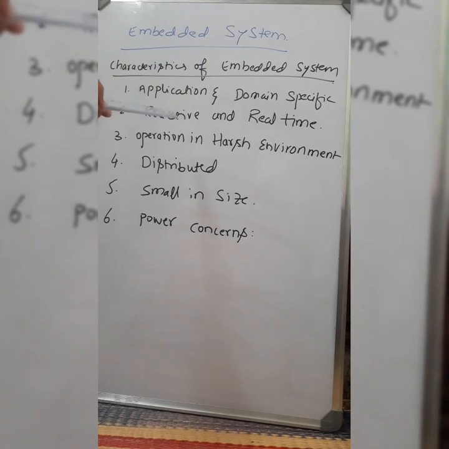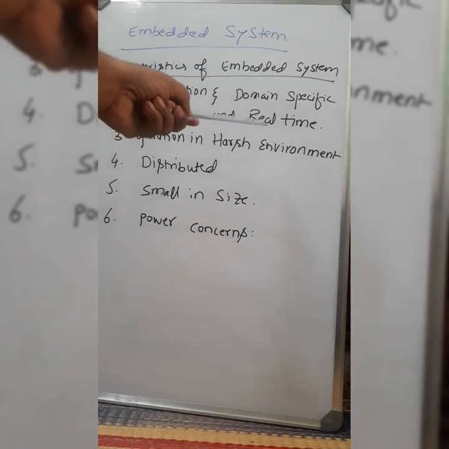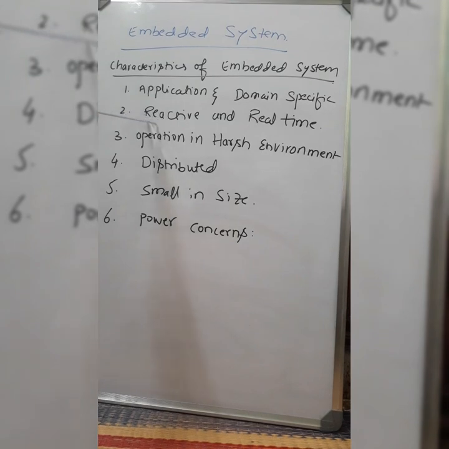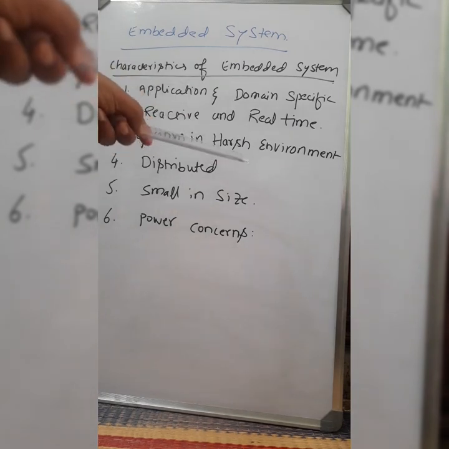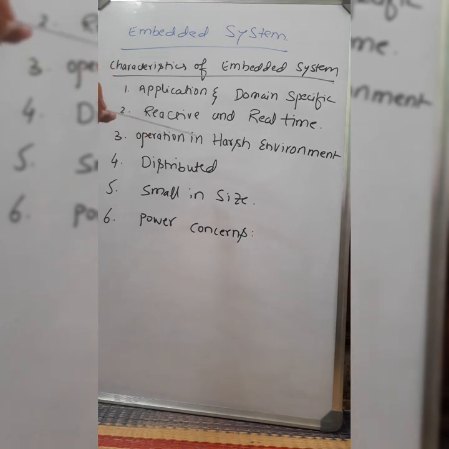Reactive and real time. That means to say it can receive the atmospheric conditions as input and take up the corrective measures. Operation in harsh environment, wherever human friendliness is not there, in an environment like temperature being very high and other harsh conditions, there embedded system should find suitability to work in. Distributed, that means embedded system can be a part of another bigger system, wherein this embedded system works as a separate accessory which has to coordinate with other units in a bigger system.